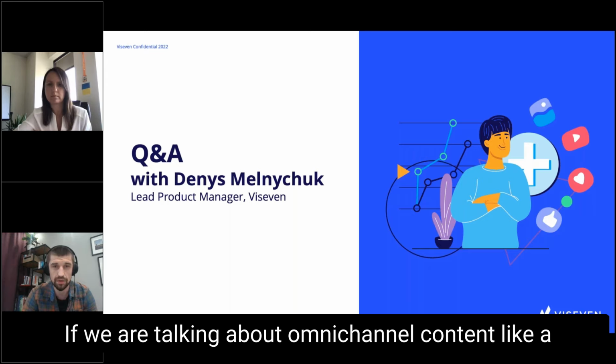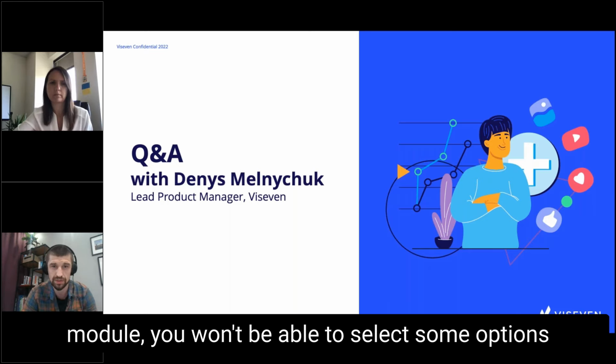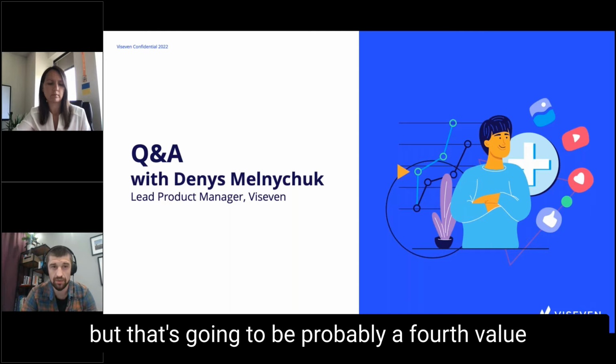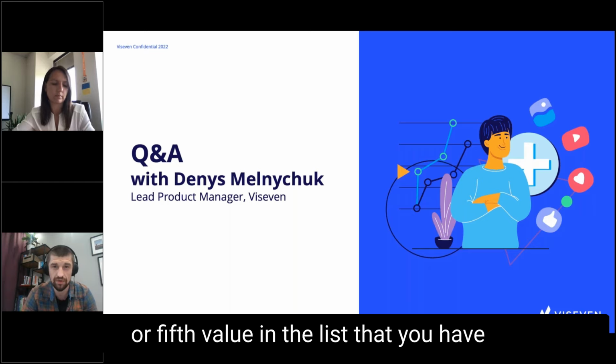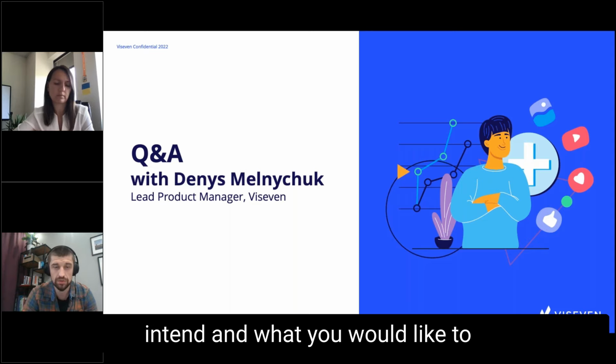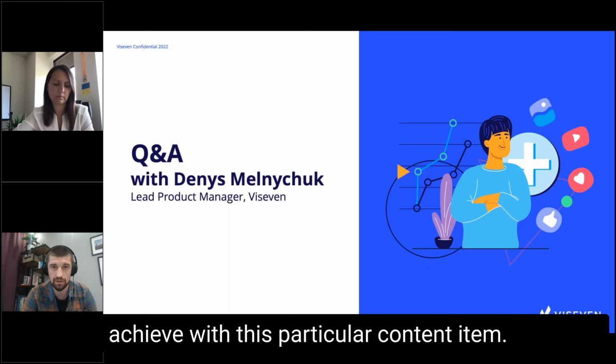If we are talking about omni-channel content like a module, you won't be able to select some option for it, obviously, because it is omni-channel by nature. But that's going to be probably a fourth value or fifth value in the list that you have, things like that. Also purpose, what you intend and what you would like to achieve with this particular content item.